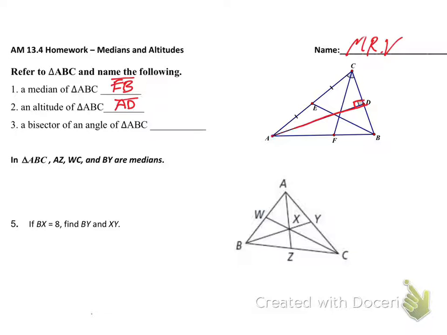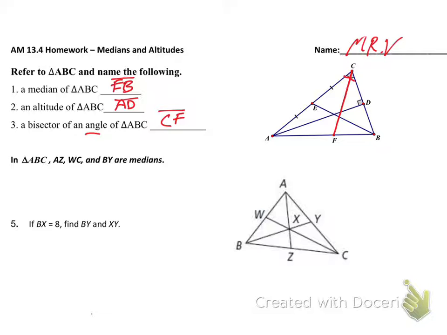And then a bisector. So bisector means cutting it in half, and it's asking about an angle. And our last line, as we can see with this right here, what this line does is cuts this into two equal measures, or cuts it in half. So CF would be our line segment. That would be the angle bisector.